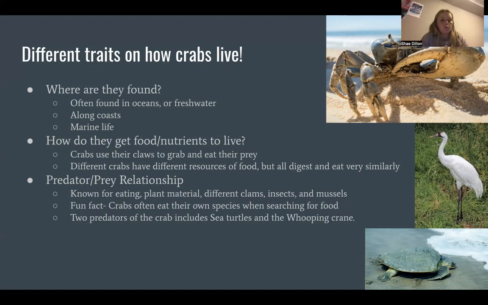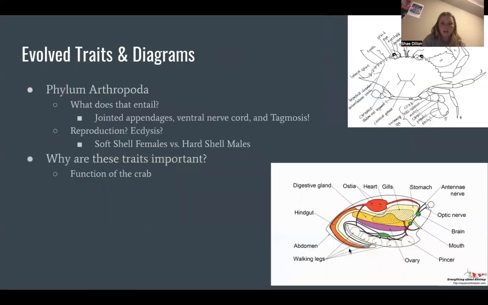So, predator and prey relationship: crabs are actually known for eating plant material, clams, insects, mussels, dead fish, oysters, and actually they do eat their own species whenever they're searching for food. Two predators of the crab include sea turtles and the whooping crane, which I have pictured right here. Like I said, you can see the mouth right here, which is how they eat their food.